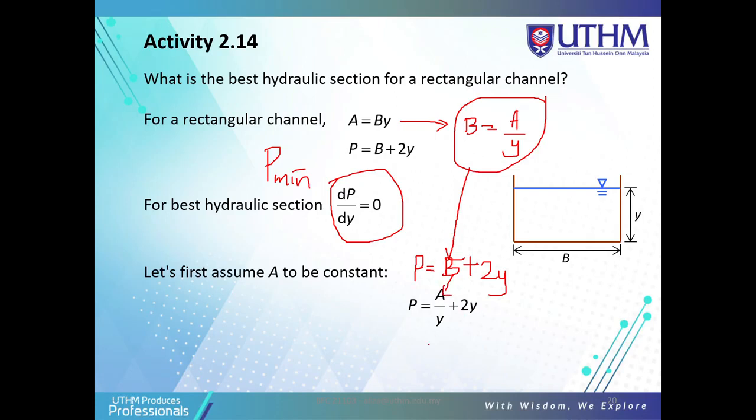First, assume A to be constant in terms of Y, because you want to get dP over dy equal to 0. So you get dP over dy. Just relate to your maths: differentiation means you have to calculate the dP over dy of this one, so negative A over Y to the power of 2, plus 2 here.